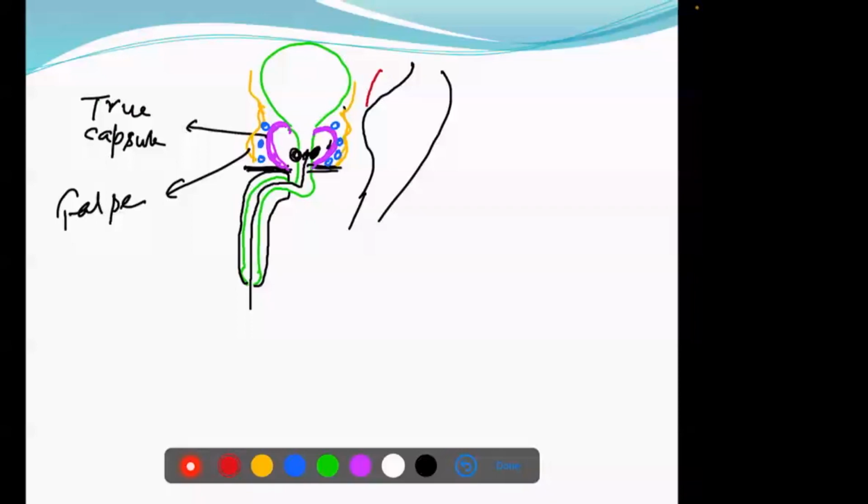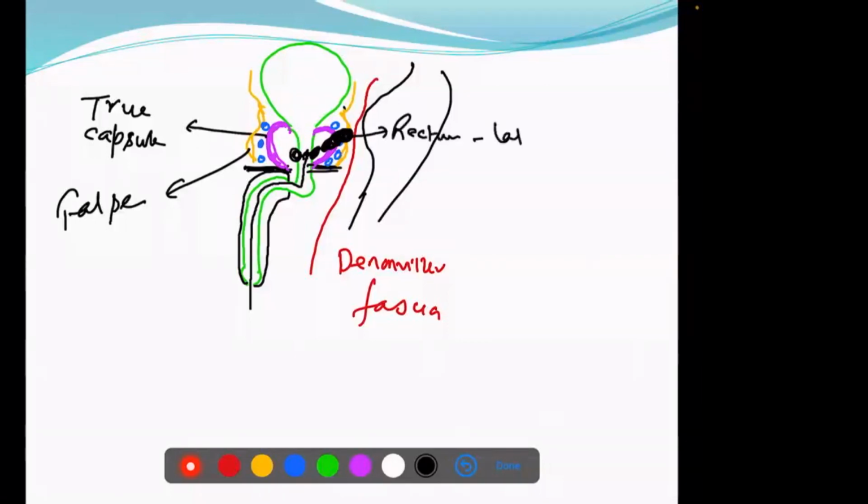In between the rectum and the prostate, there is a fascia known as Denonvilliers fascia. This is a fibrofatty fascia. Because of this fascia, the spread of prostate cancer to the rectum is very late, not that easy. It can spread to the bladder wall and neck, and to other surrounding organs, but spread to the rectum is somewhat prevented by Denonvilliers fascia. That's why rectal involvement in prostate cancer is a late feature.